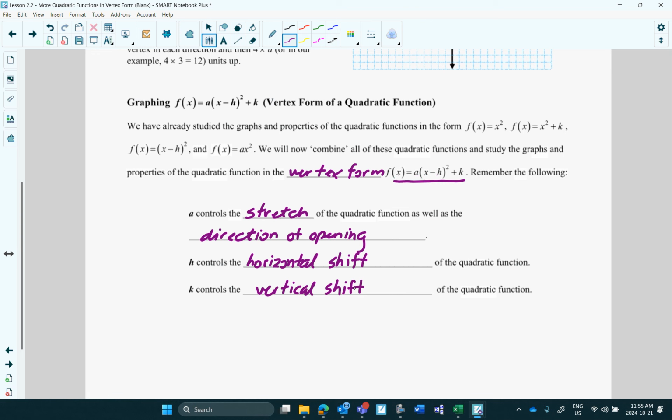So now let's just finish off with a couple of examples of piecing this all together. You should be able to graph the following.